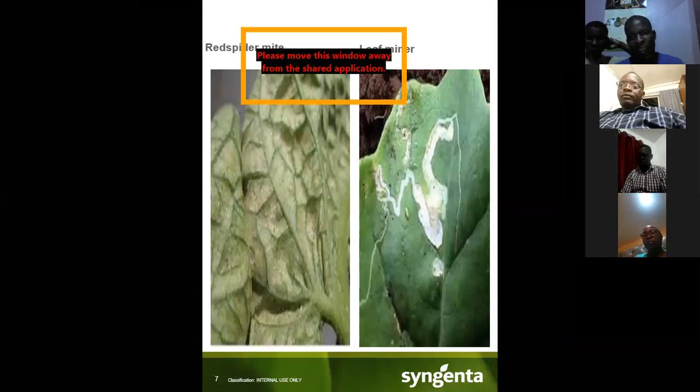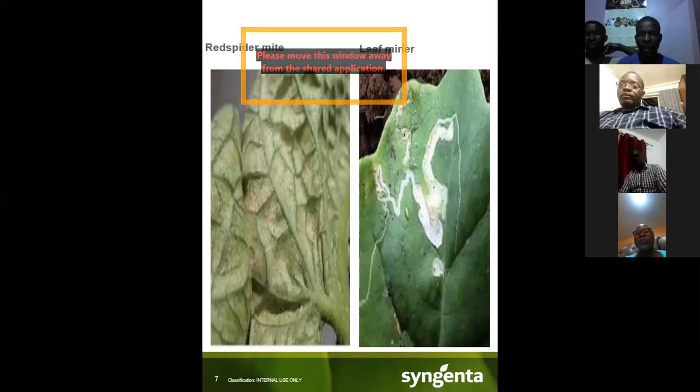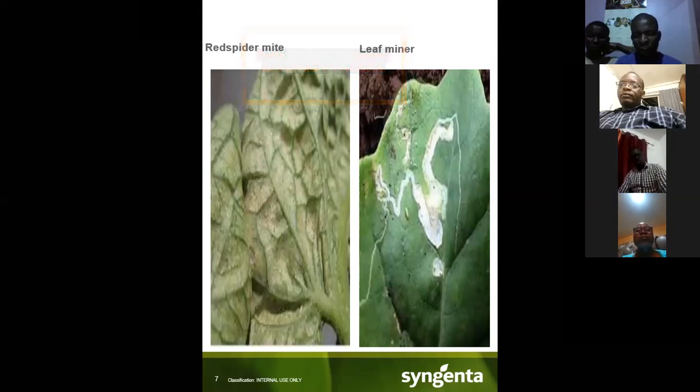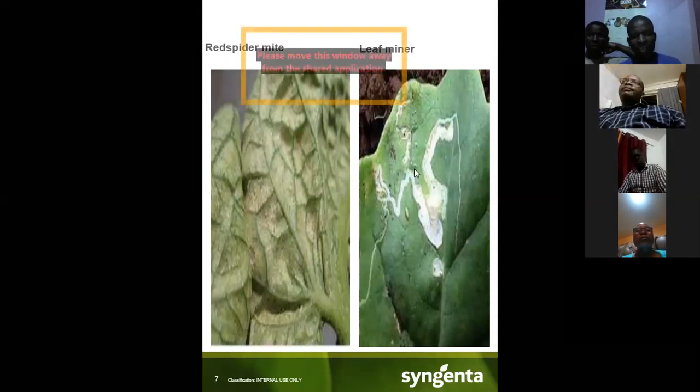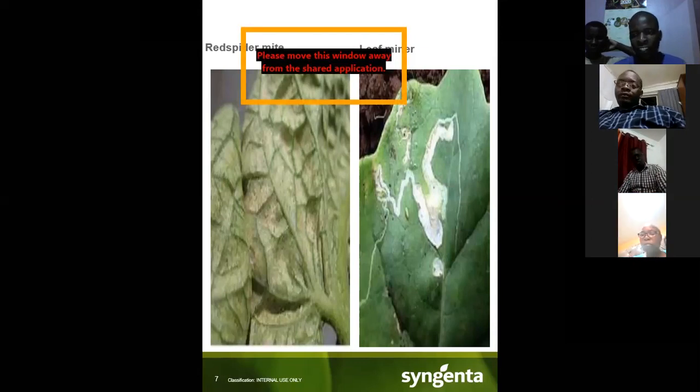They are found mining in the upper layer of the leaf. So you need a chemical that will go into the system of the plant and stay there. As the insect tries to burrow in the leaf, it will find a chemical there which will knock it down. And the chemicals that we use on mites and leaf miners are what we call acaricides.